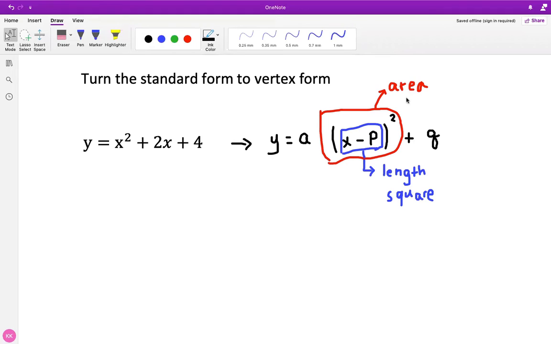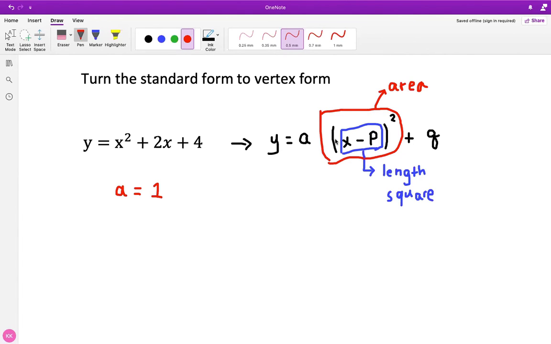So the vertex form we have is y equals a(x minus p) squared plus q. I need to figure out these three constants here. I need to first figure out the a value. The a value is the leading coefficient of the x squared term. So what is the coefficient of the x squared term here? The coefficient of the x squared term equals 1, which means that the a value equals 1.